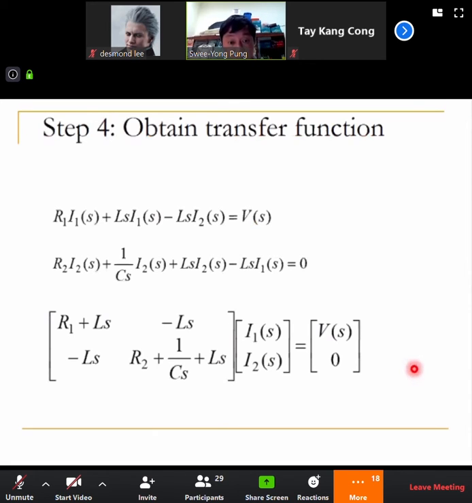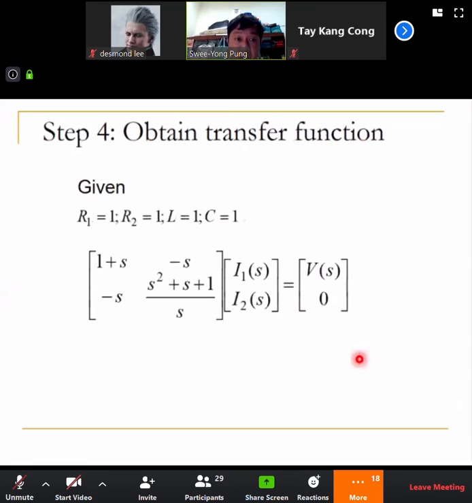Can you still remember how to actually build this matrix format? Hope you all still remember. I believe Dr. Siva taught you all before on this. Right, when it's done, if you are given the values for your R1, R2, L, and C, you start to substitute these values into your matrix so as to simplify the format. It makes it easier later on when you want to rearrange your solution.